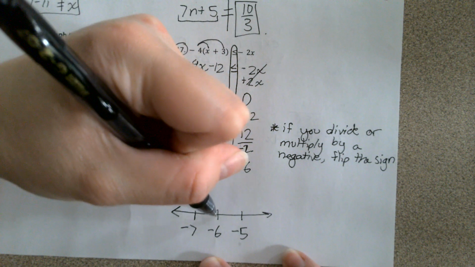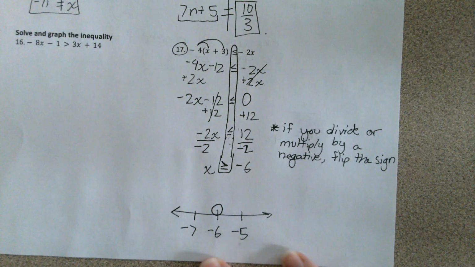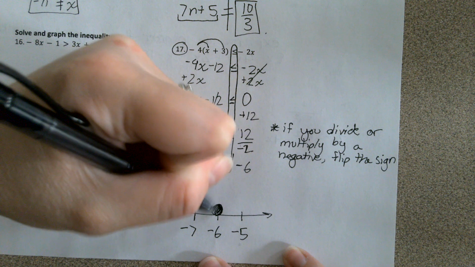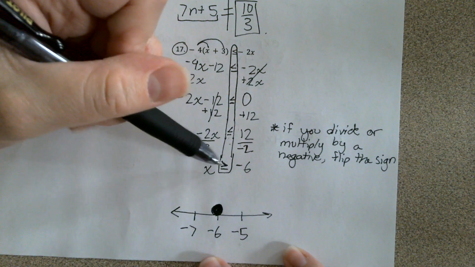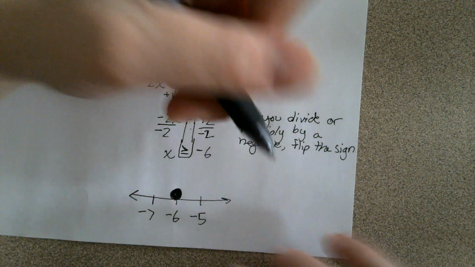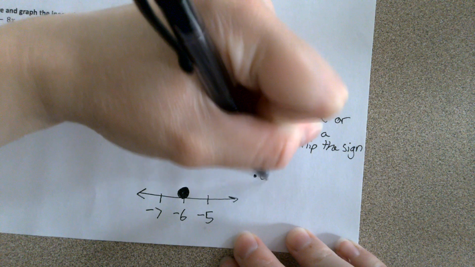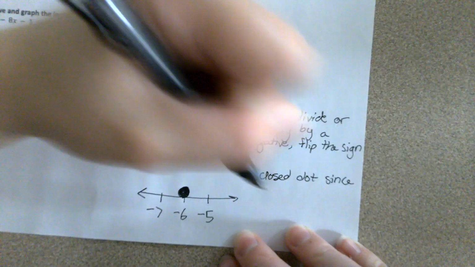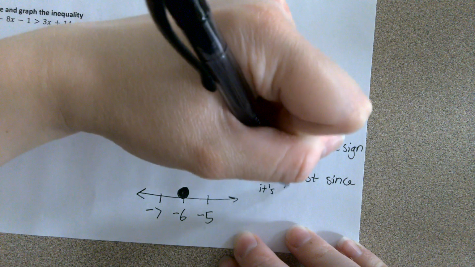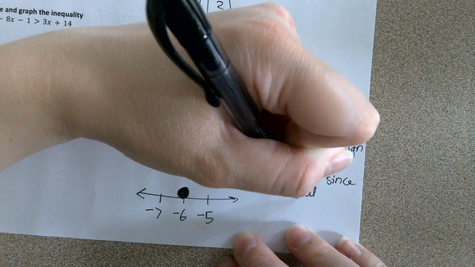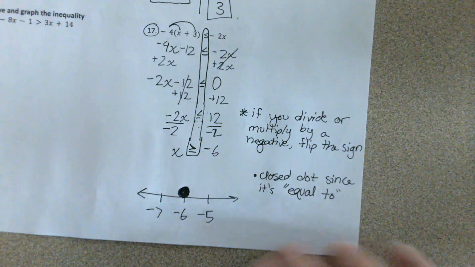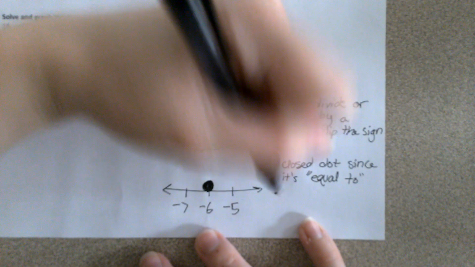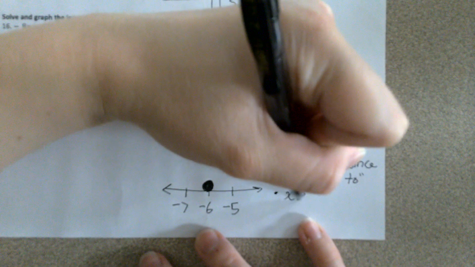So I'm going to put a dot on the negative 6. Now, if you remember, this is going to be a closed dot, since it has that or equal to as an option. So I'm going to add a little note here. Closed dot, since it's equal to. From here, I'll explain this in a moment.